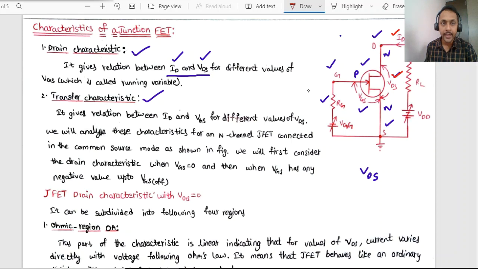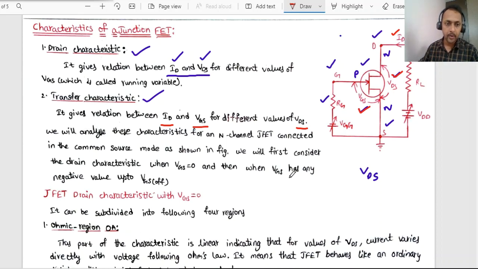Similarly, for the transfer characteristics, we will plot the graph for ID, drain current, versus VGS, for different values of VDS. This is very important. Throughout the discussion, dear students, it is very important to remember the variable names between which two parameters the graphs are to be plotted.